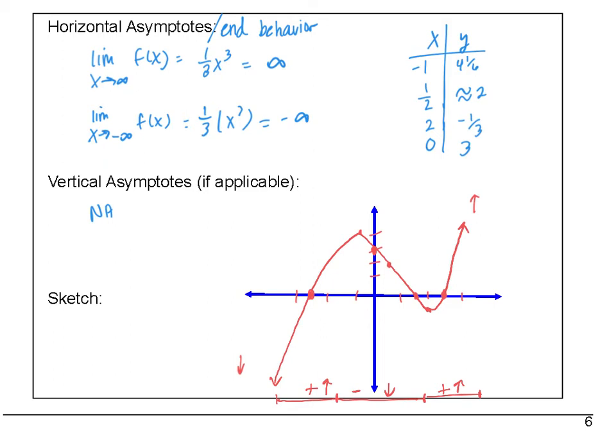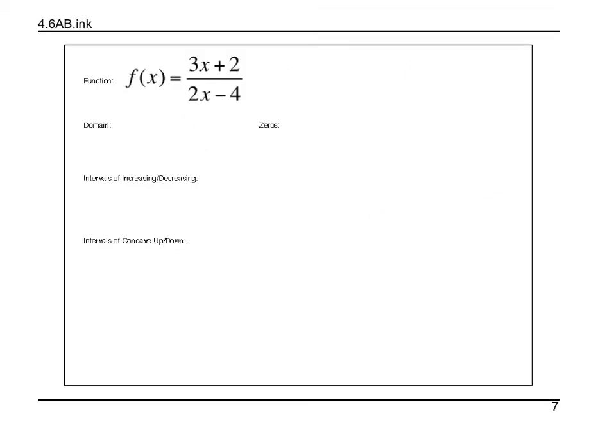And then my concavity showed that from here until my point of inflection, we are concave down or negative, and then concave up or positive. Okay, so all those pieces come together on a graph. Is it perfect? No, but we have all the key components here. Okay. So now let's just take a look at one more rational function.